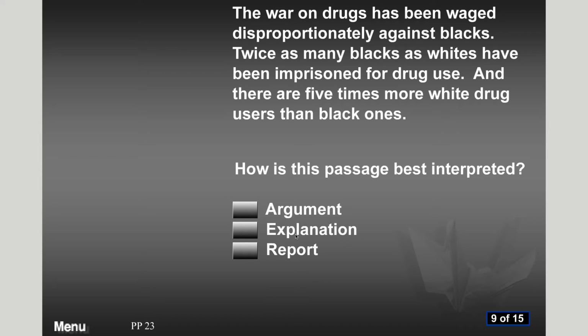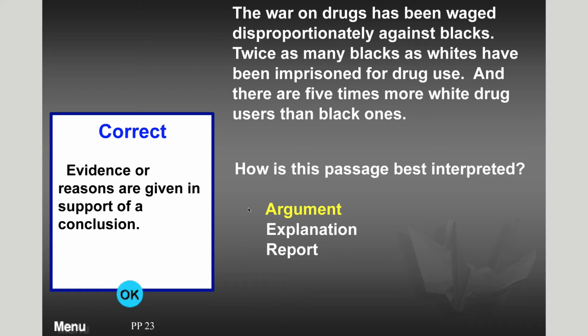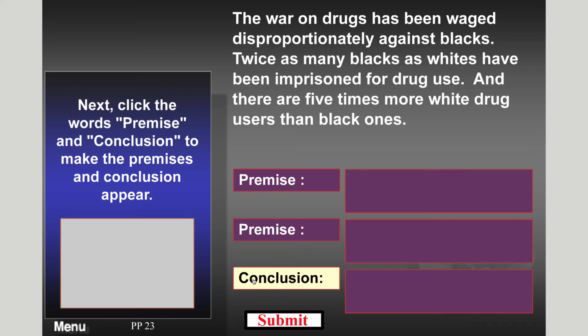Right? Twice as many, so it's not an explanation, because this is not universally accepted. Right? It's not something like a statement of fact. Twice as many blacks as whites have been in prison for drug use, while there are 5 times more white drug users than black ones. So how is this passage best interpreted? Well, obviously I'm suggesting it's best interpreted as an argument. These 2 premises lead to that conclusion. Right? So let's load this up. So we say the conclusion is the first sentence.